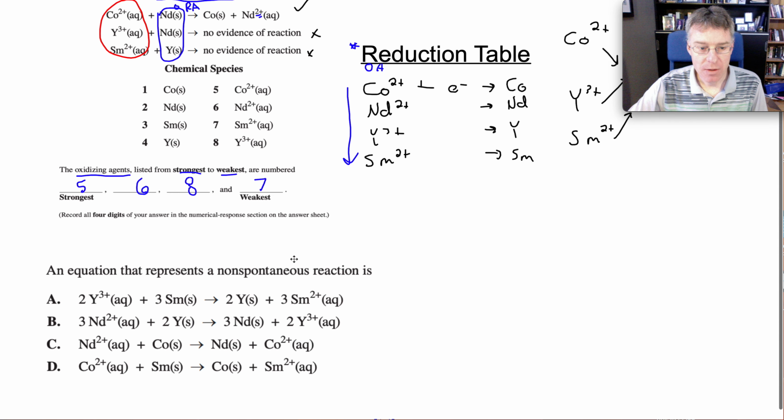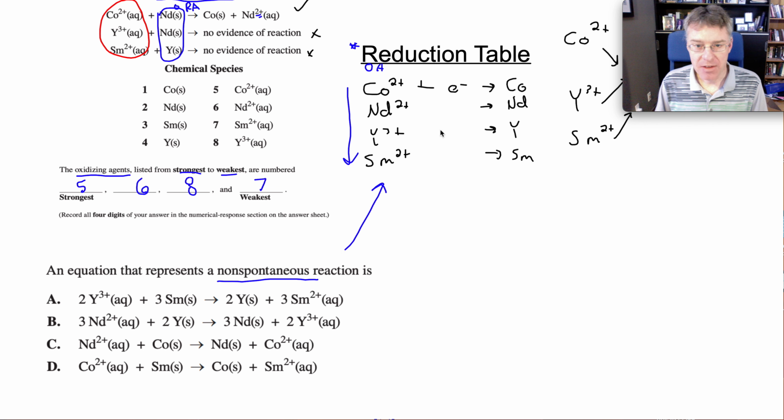Sort of a follow-up, also probably a higher mental activity type of question, would be which of the following represents a non-spontaneous reaction? So we've got to go and use that reduction table. Again, the fact we were incomplete and left out the electrons won't matter. We just need the ordering.